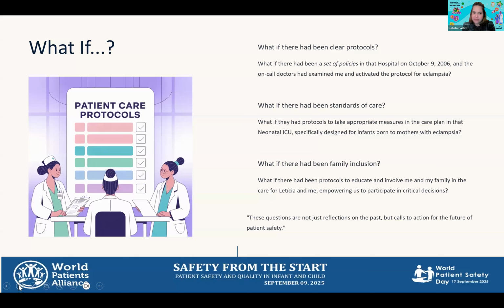And I keep wondering, what if I had the knowledge and capacity, the technical capacity, cognitive capacity that I have today? What if I had this cognitive capacity back in 2006? I could have done better. I could have done different, but I didn't. I got to know patient safety too late, but you don't. You can make it better. So what if there had been clear protocols in that hospital during my pregnancy? What if there had been standards of care? What if there had been family inclusion? These questions are not just reflections of my past, the past of my family, the past of my daughter Leticia, but calls to action for the future of patient safety. Next, please.